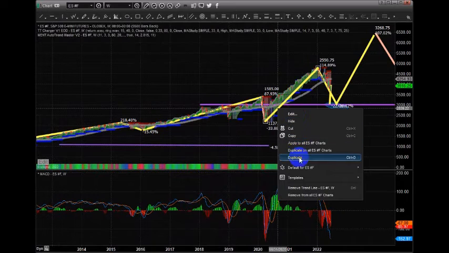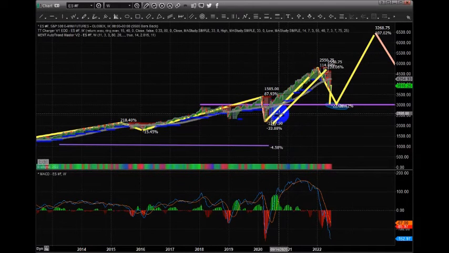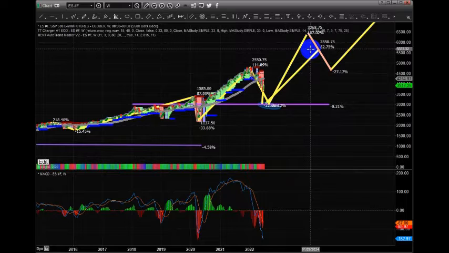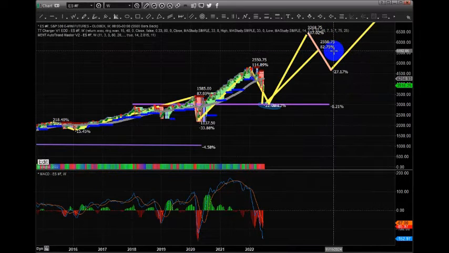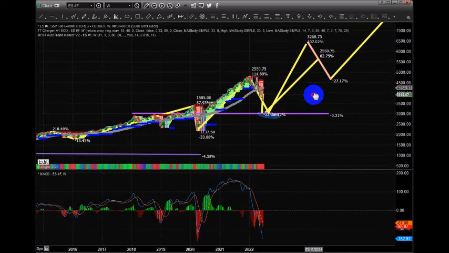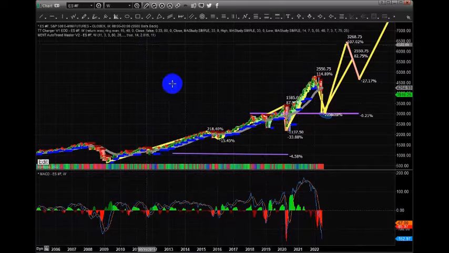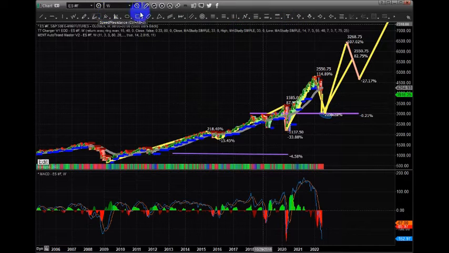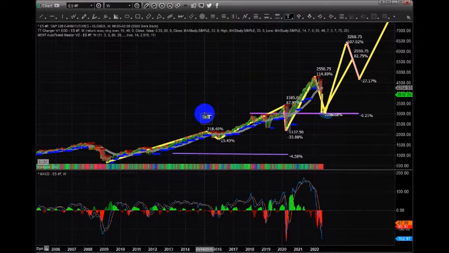So if I highlight this, duplicate it, drag it back over here, you'll see that wave 5 to the upside should be around 5,500 to 5,600 to 6,400 on the S&P, and that we will then complete this middle phase. Now understand, this is a wave 1 move to here. So this becomes wave 1. Let me see if I can, where is it? Here. This is wave 1.